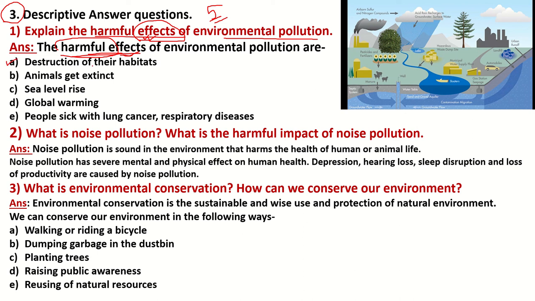Number 1, destruction of habitats. That means we need to save our forest, then animals can live there and they can get food. And number 2, whenever animals do not have a place to live, they go forever, they die forever. That is extinction.